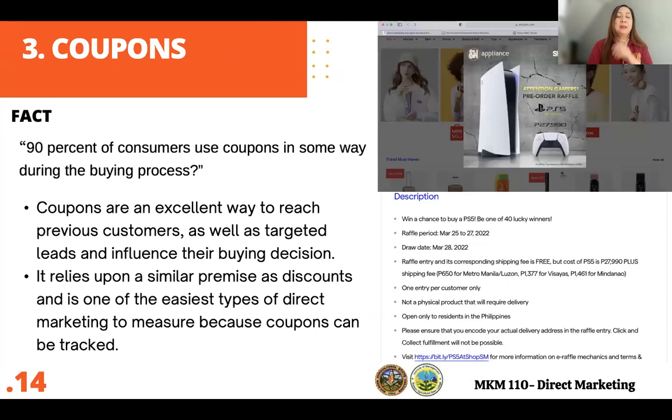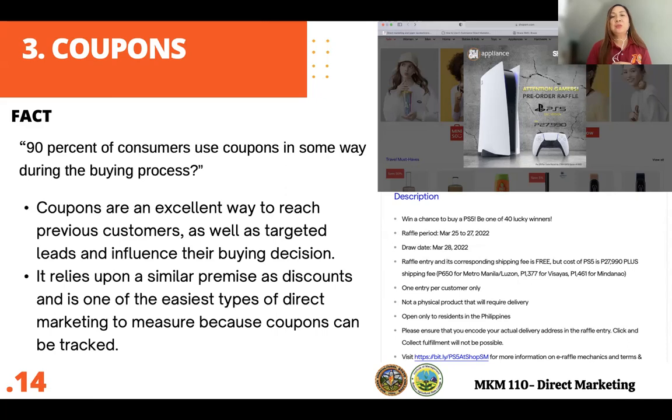Okay, the third topic that we have here is coupons, and we all know what coupons are. On the internet, they could still use these too. The fact is that 90% of consumers use coupons in some way during the buying process, and we love to use this type of promo. Coupons are an excellent way to reach previous customers, as well as targeted leads, and influence their buying decision. It relies on a similar premise as discounts and is one of the easiest types of direct marketing to measure because coupons can be tracked.